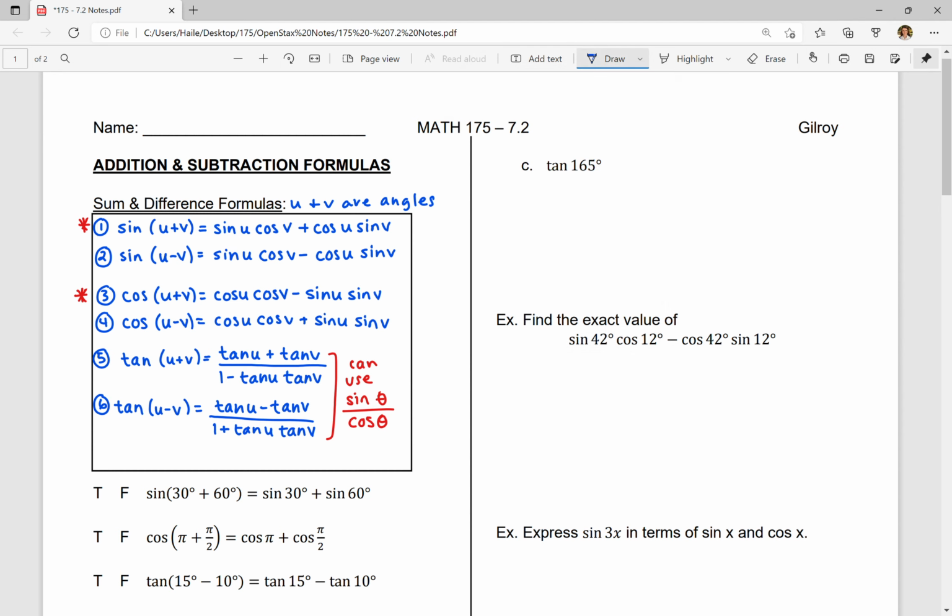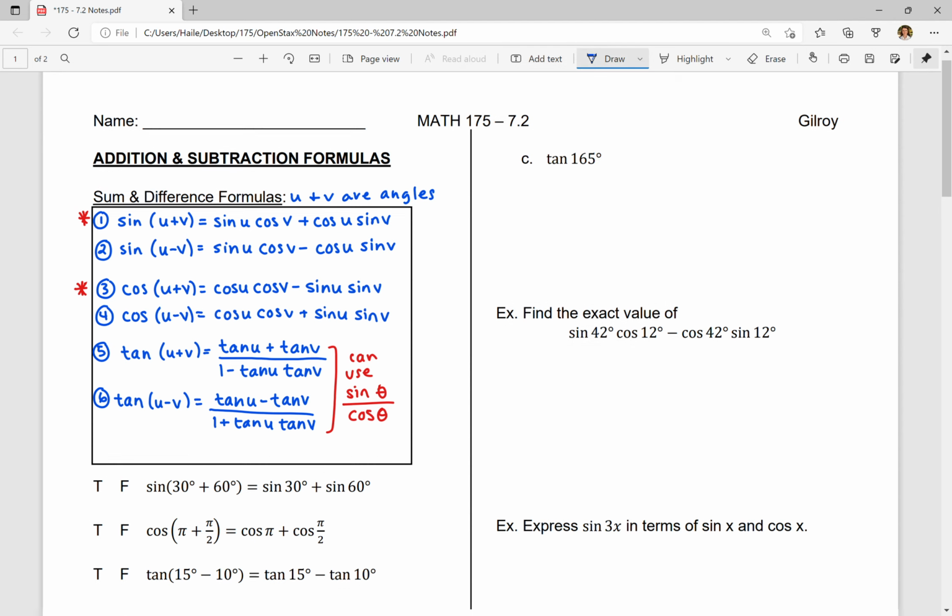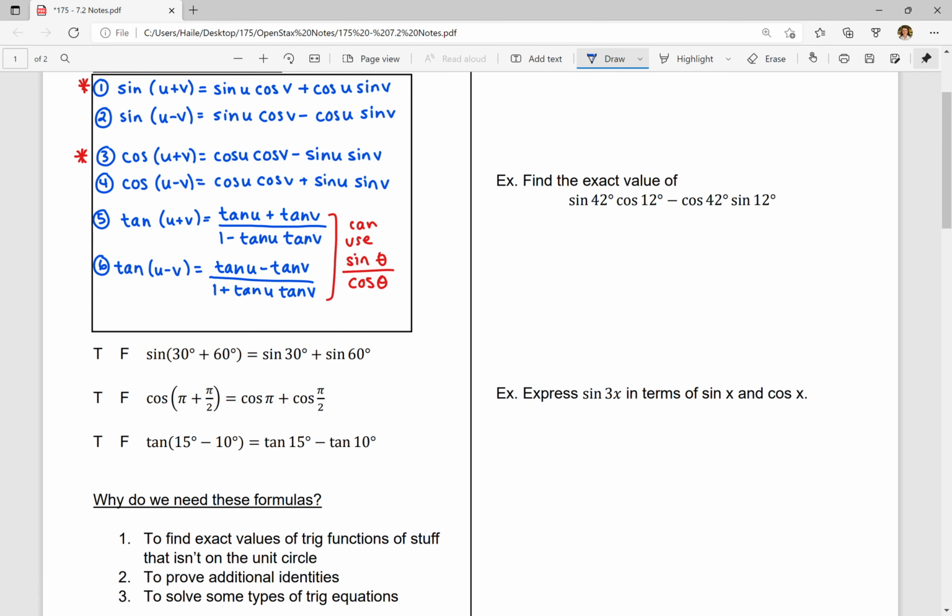Okay, so that's my spiel about sum and difference formulas, so let's actually jump into some examples. I want to start with these true and false questions that we have below our formula box.